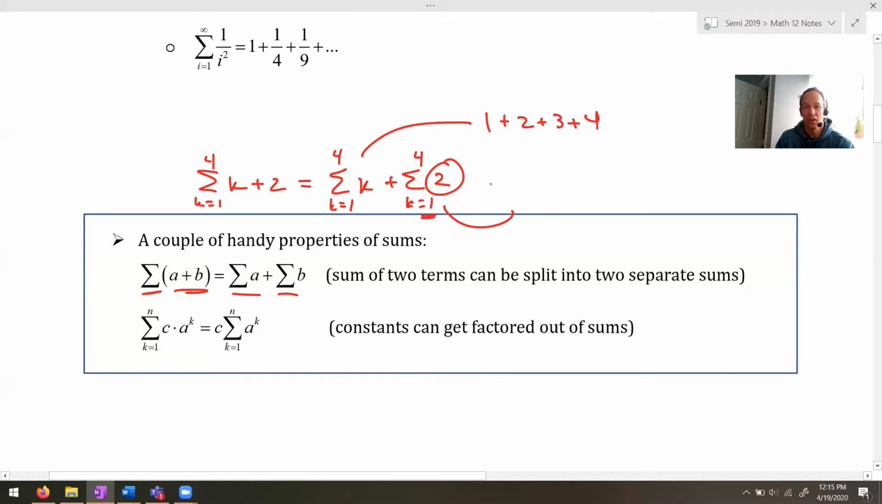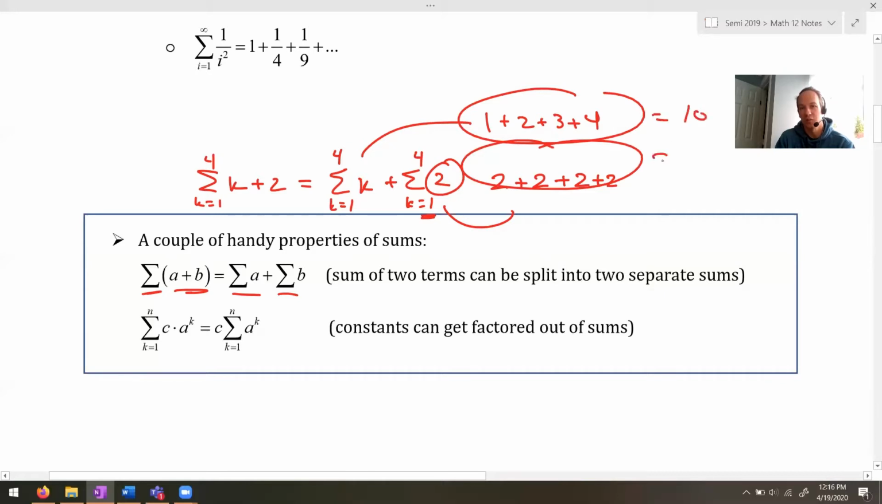So if we start at 1, the first term would be 2, the next term would be 2, the next term would be 2, and the next term would be 2. So you could add these up separately, so this would be 10, this would be 8, and you could add them up and get 18. So you could do it that way if you liked.